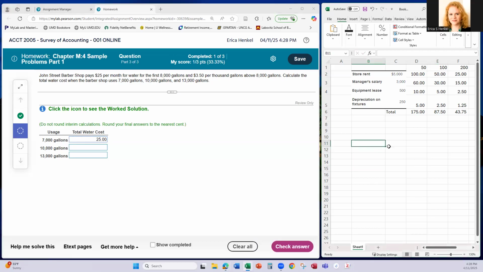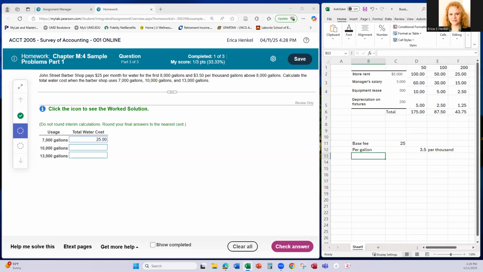Now, so we're going to have the base fee here of $25, and then per gallon, we have $3.50 per 1,000, okay?